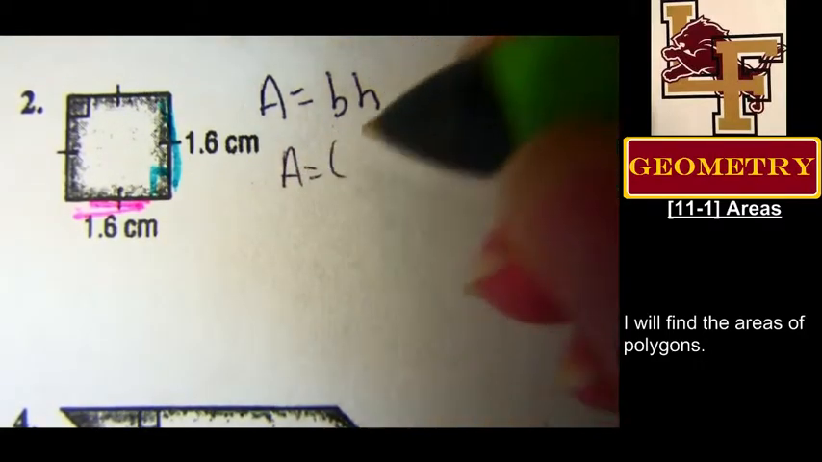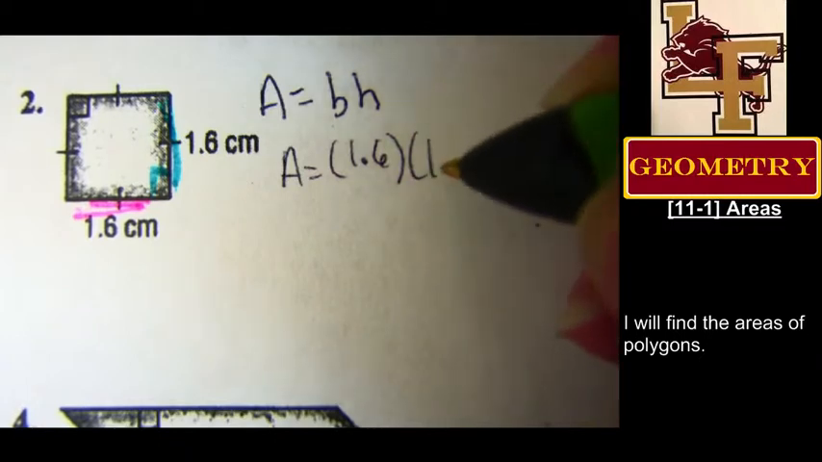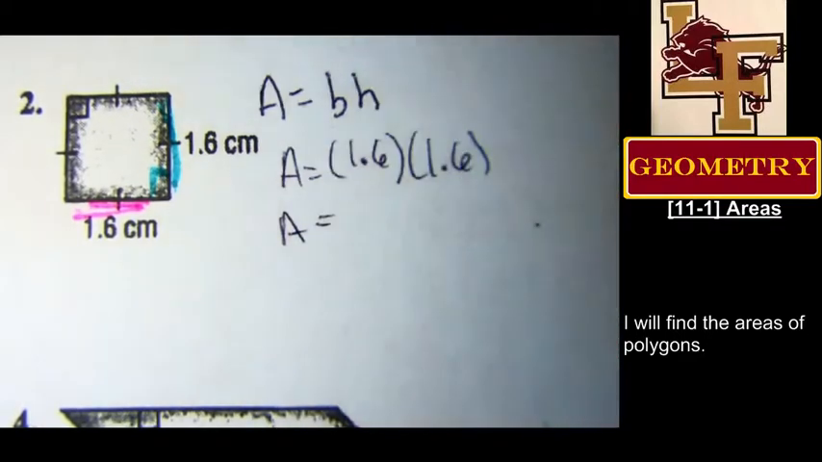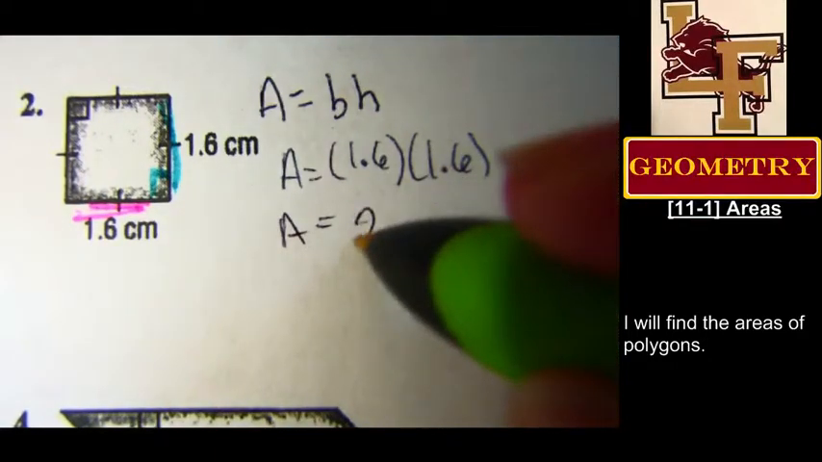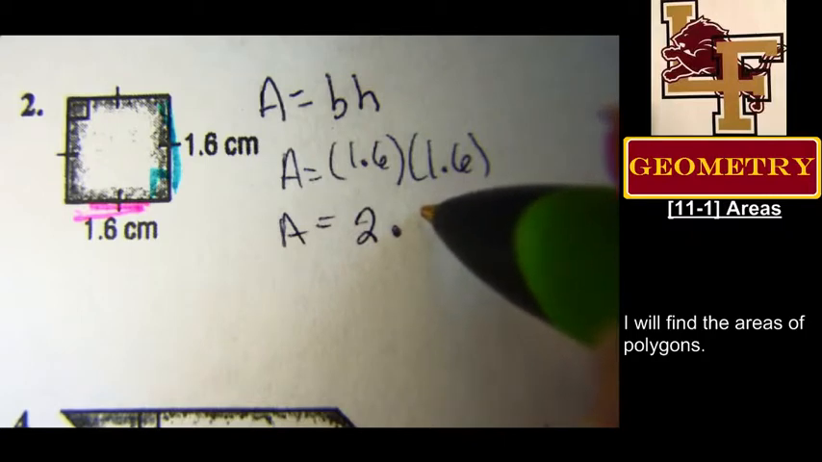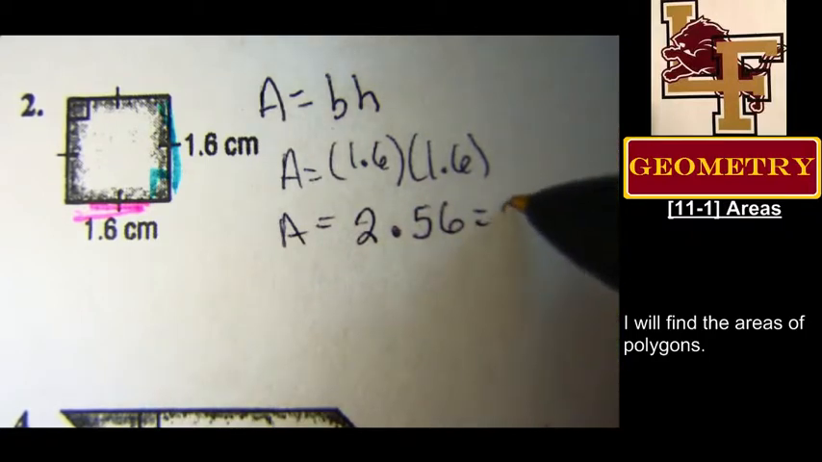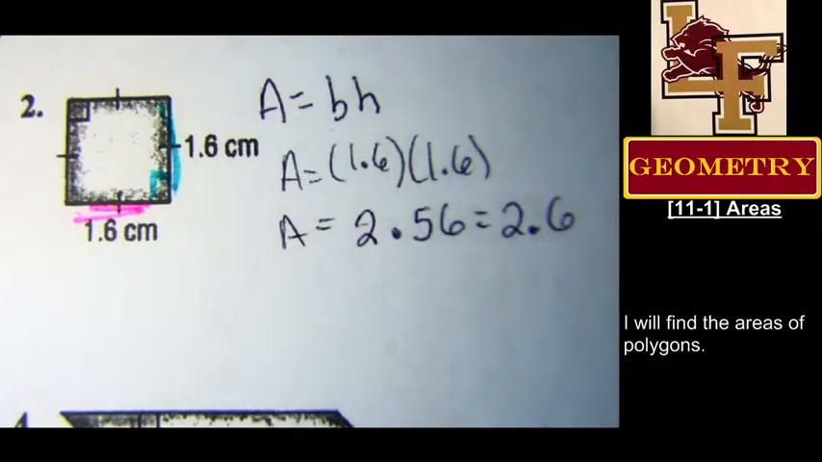And so we're just going to substitute. Base is 1.6. Height is 1.6. And so using your calculators, there are several scattered throughout the room, so there should be one within arm's reach. Please tell me what 1.6 times 1.6 is. 2.56. We're going to round to the nearest tenth to make it 2.6. That's it. That's the area. Easy enough?